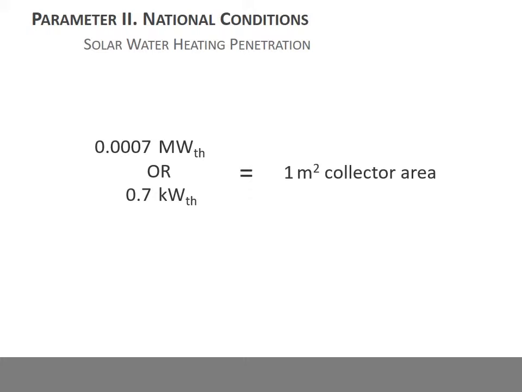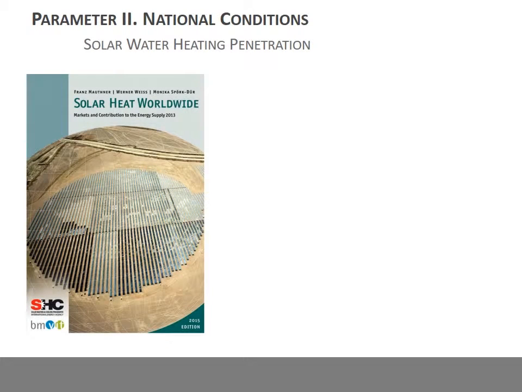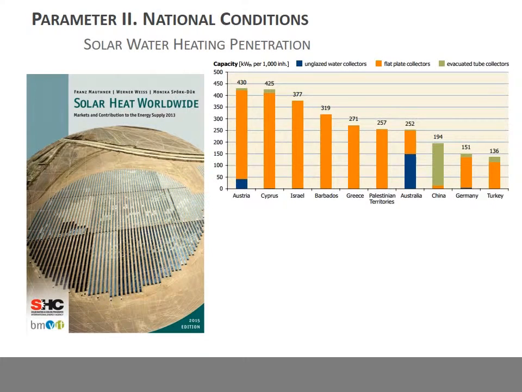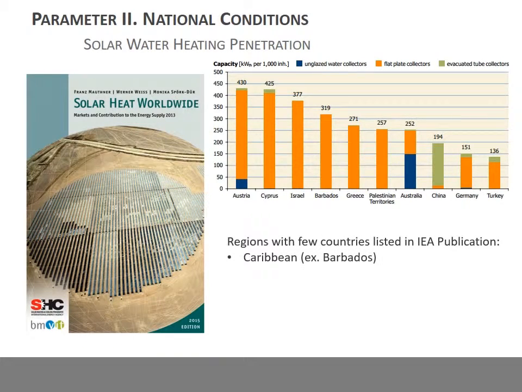To calculate the score, data on population and current installed capacity must be gathered. The per capita rankings are drawn from the IEA Solar Heating and Cooling Program annual publication, Solar Heat Worldwide, Markets and Contribution to the Energy Supply. Not every country is listed in the IEA publication, however, and national data on current installed capacity will have to be gathered from other sources.